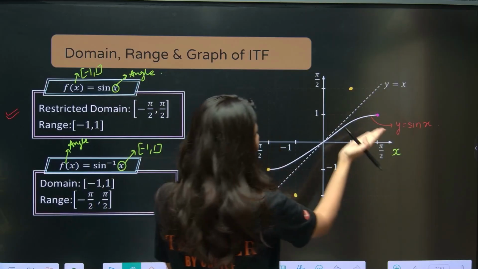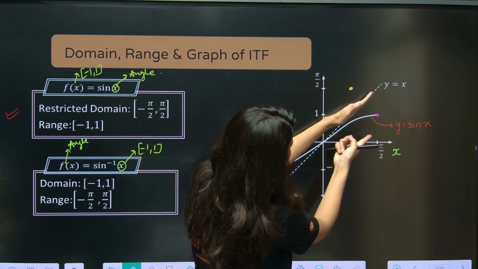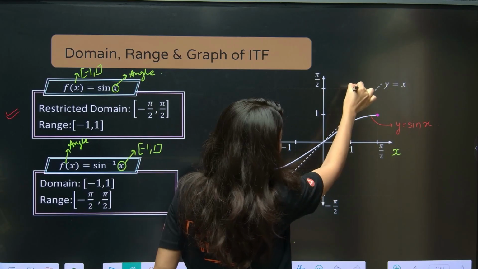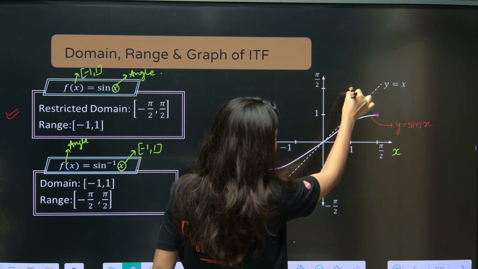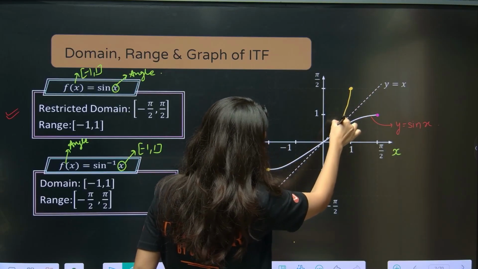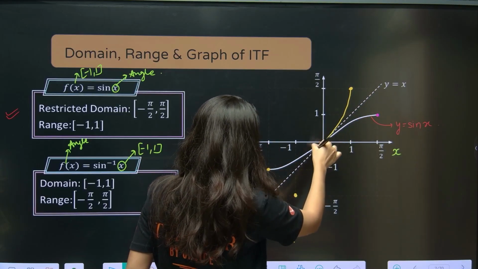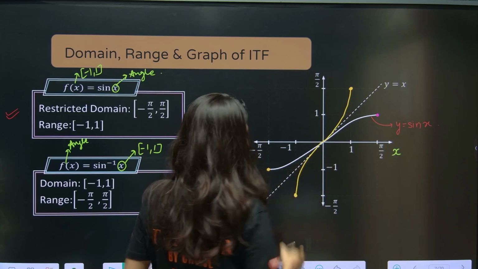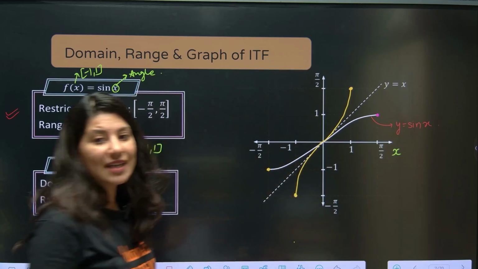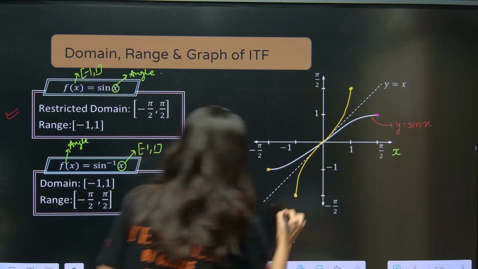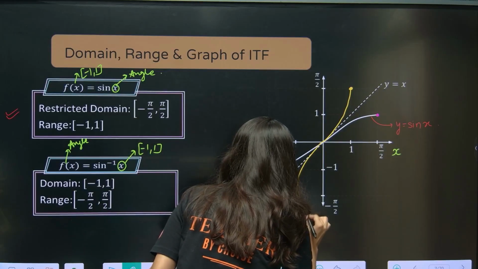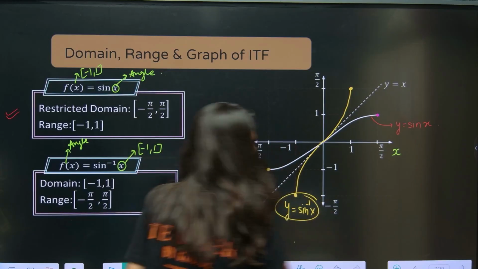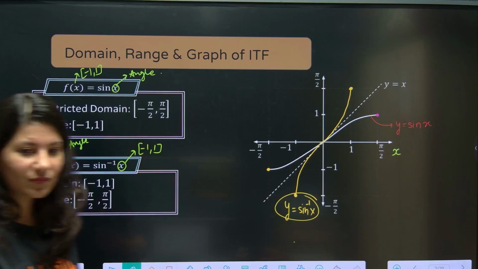Now start taking, see, consider these as mirrors, you have to take the image. So start taking this. It will go like this, it will meet at 1 and now it will go like this. Can you see that this graph over here, this yellow graph, is nothing but y is equal to sin inverse x. Everybody getting it? This yellow graph?